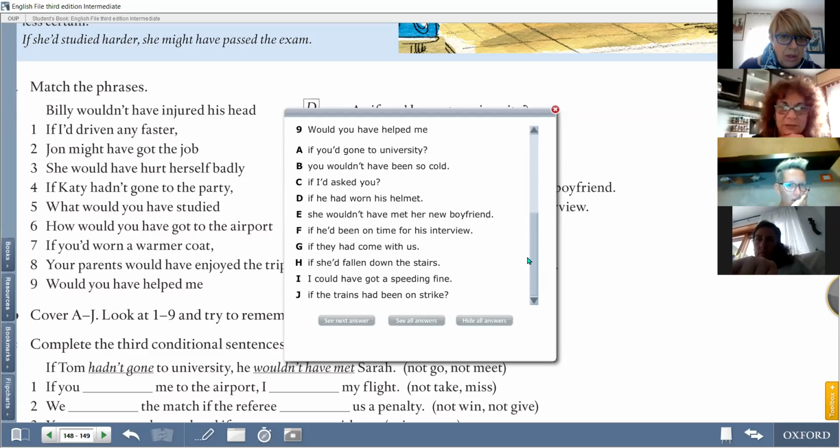Lascialo così, che così vediamo sia la prima parte che la seconda. Yes, but in this way, oh no, we can check it later. Okay, no problem. Okay. John might have got the job if he had been on time for the business.